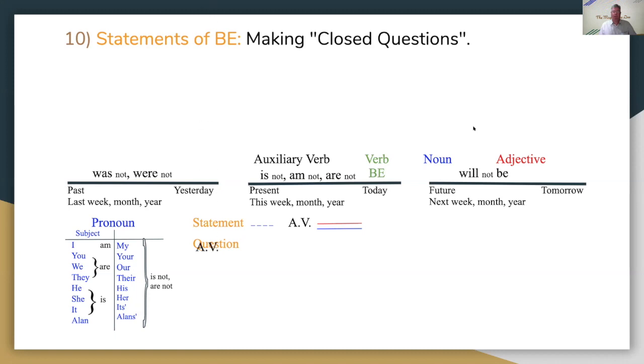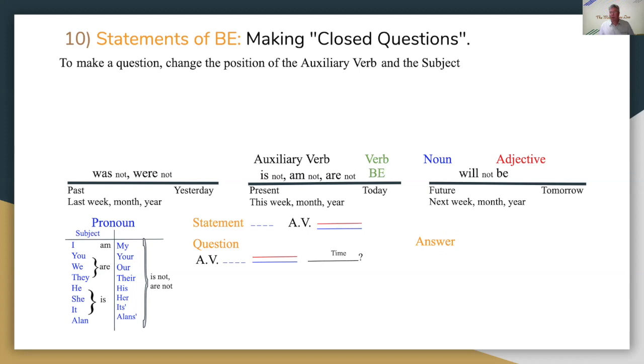The question. Now, to make the question, we change the position of the auxiliary verb and the subject. It can be an adjective or it can be a noun in here, and time. So we can make the statement, it is sunny. We can then change the statement and make the question if we change the position of the auxiliary verb and the subject. So the question becomes, is it sunny today?